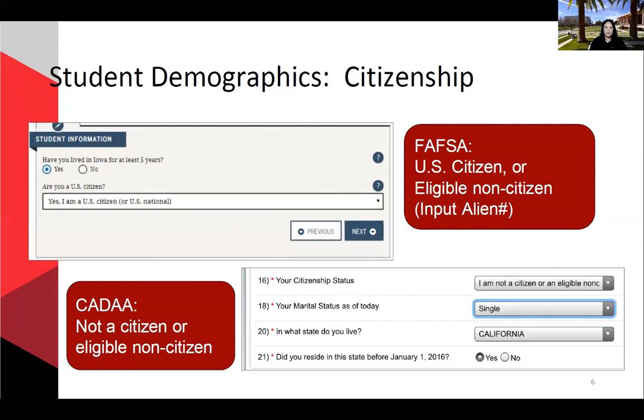an interview coming up in December or January for your permanent residency card, and you've already submitted your CADAA as a non-eligible citizen. The moment that you become an eligible non-citizen, you want to submit a FAFSA, but you also need to self-identify yourself to our office and let us know that you submitted a CADAA, but later your citizenship status changed, and now you've submitted a FAFSA and would like to be awarded utilizing the FAFSA because your status changed.